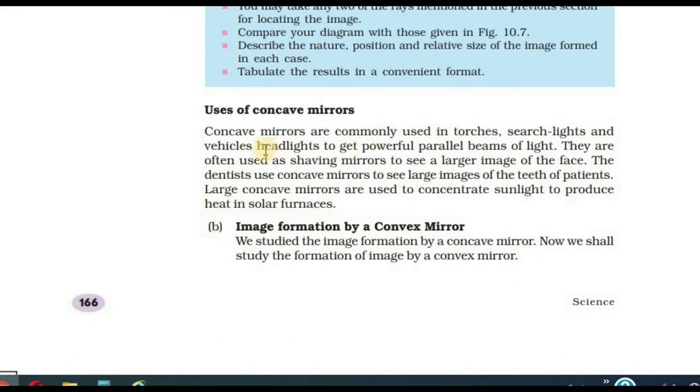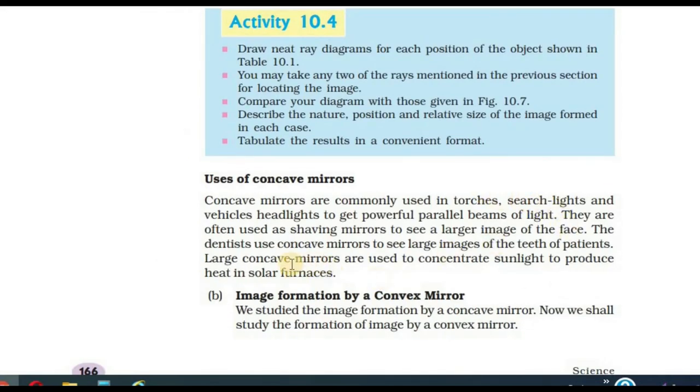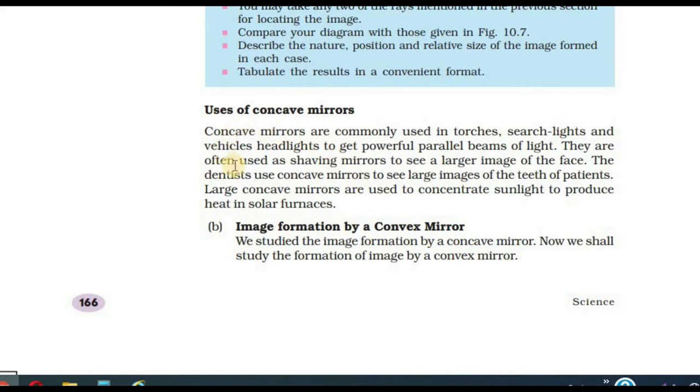Uses of concave mirrors. As we already told, concave mirrors are commonly used in torches, searchlights and vehicle headlights to get powerful parallel beams of light. They are often used as shaving mirrors to see a larger image of the face. The dentists use concave mirrors to see large images of the teeth of patients. Large concave mirrors are used to concentrate sunlight to produce heat in solar furnaces. Another very important use is in solar furnaces, to concentrate the sunlight, we use concave mirrors.